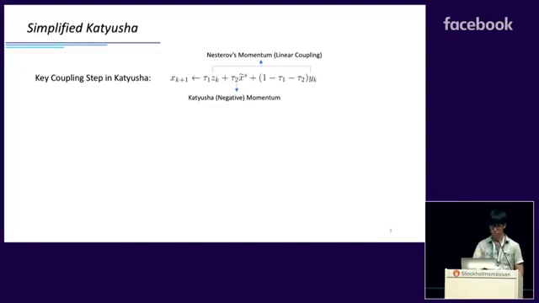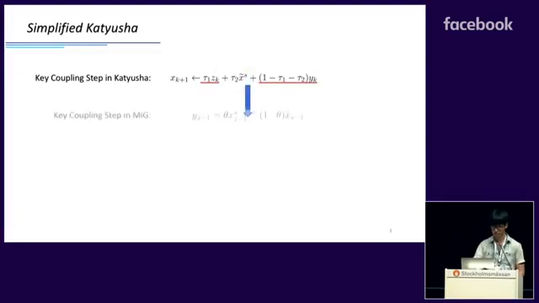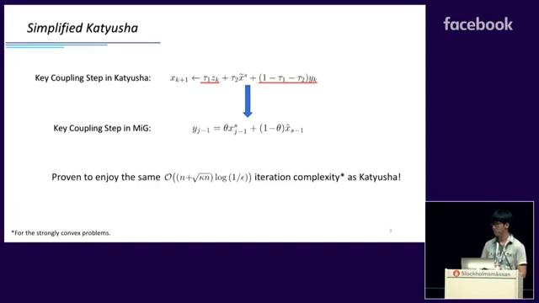What we do is remove the natural momentum, or break the linear coupling framework here. And this comes to our coupling step, where theta can be regarded as tau 1 in Katyusha. It is proven to enjoy the same accelerated iteration complexity as Katyusha. As we can see here, it is the square root of kappa n, where kappa is the condition number, compared with merely kappa for non-accelerated algorithms. So when kappa is very large, there should be a significant improvement.